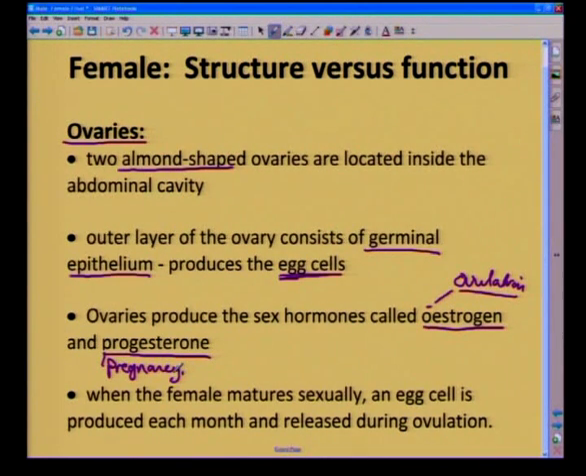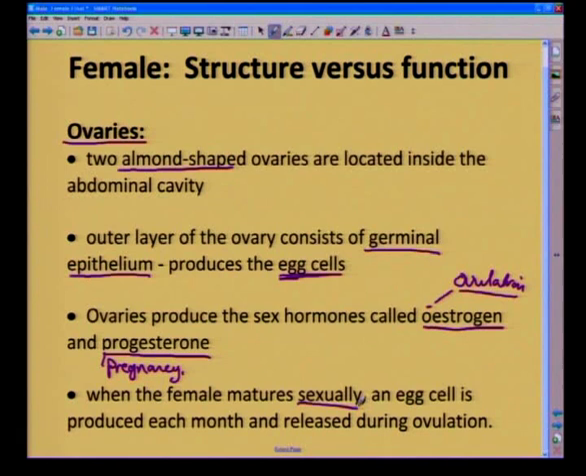And that will be far clearer to you once we get to gametogenesis and oogenesis and spermatogenesis. Just remember the P for pregnancy and the P for progesterone. And oestrogen and ovulation. All right, when the female matures sexually, an egg is produced each month and released during ovulation. Every now and again, you're going to have both ovaries releasing an egg, and if they are fertilized, that results in your non-identical or fraternal twins.